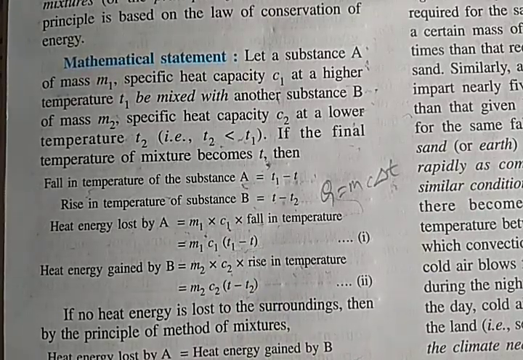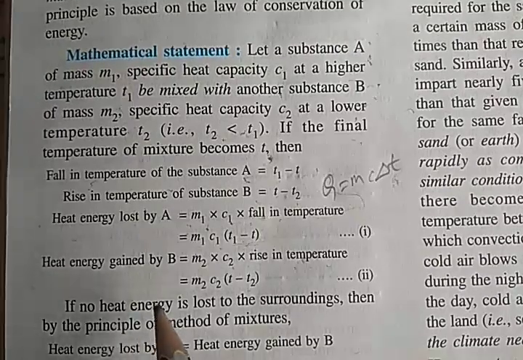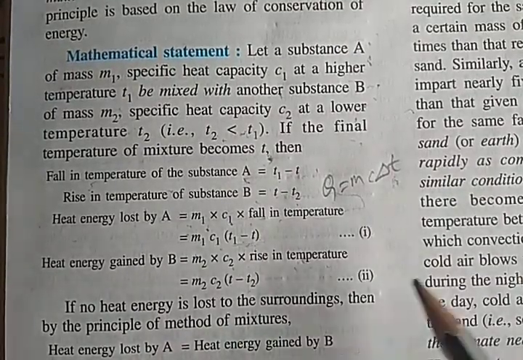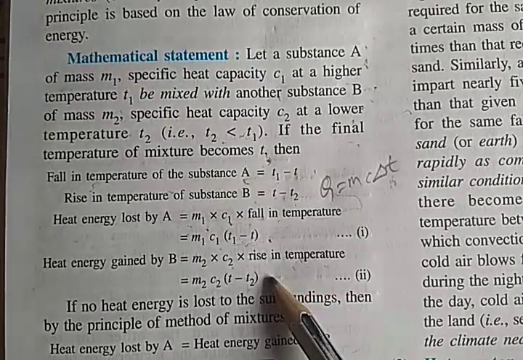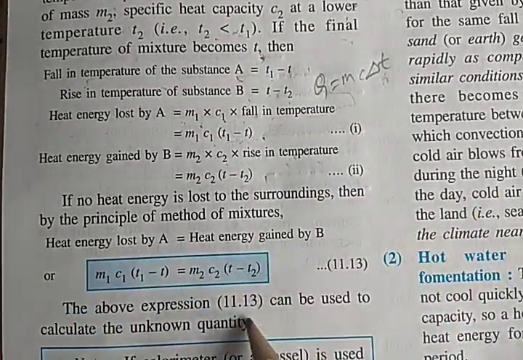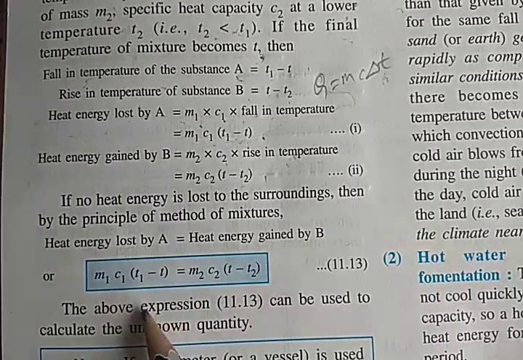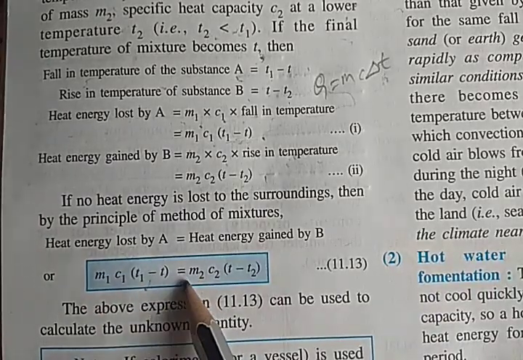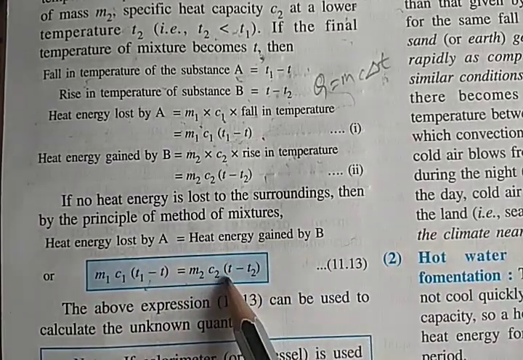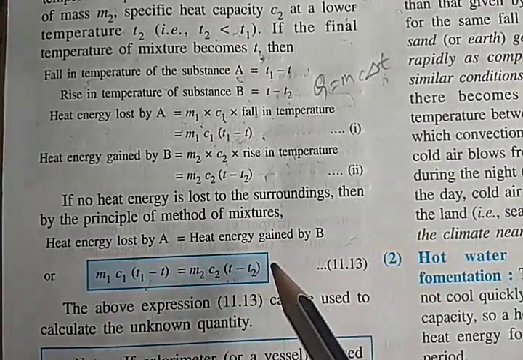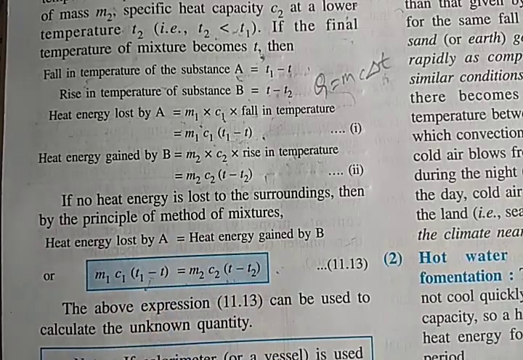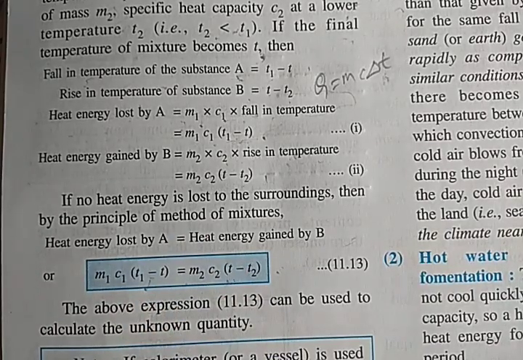So using the principle of mixtures, if we consider no heat loss to the surroundings, then heat energy lost by A has to be equal to heat energy gained by B. So the heat energy lost by A, which is the left hand side, is equal to the heat energy gained by B, which is your right hand side, remember. Using this principle of calorimetry, we are going to solve numericals.